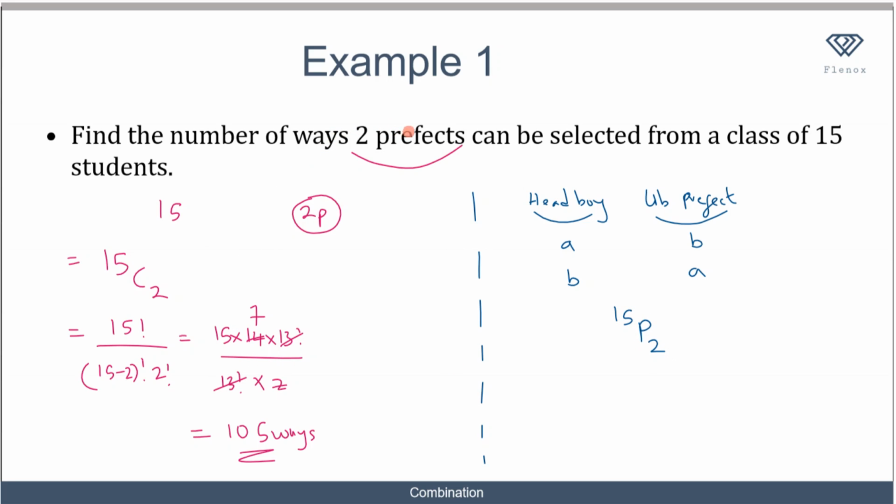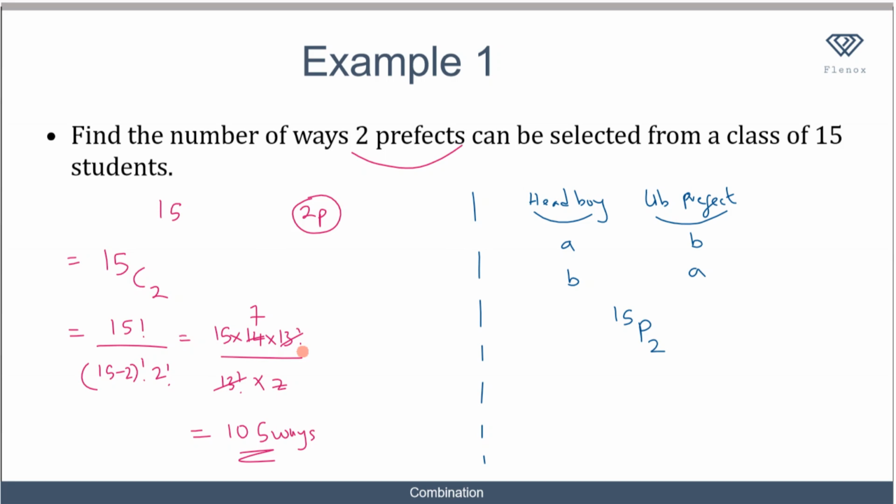But in the other case, since we are just looking generically for 2 prefects, the positions we are not specific about, we just want to select 2 people. That is why we made use of combination. So the key thing I want to highlight here is that you have to be really careful to know how to tackle a question, and the way I figure it out is to ask myself, does the order really matter?